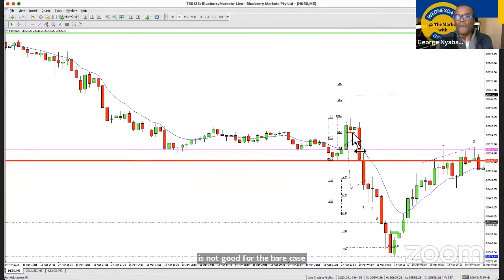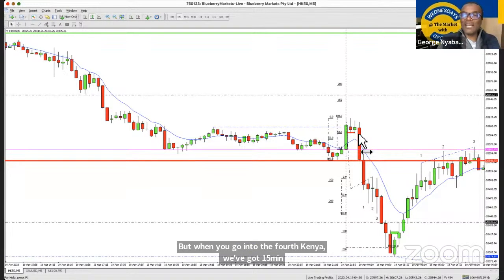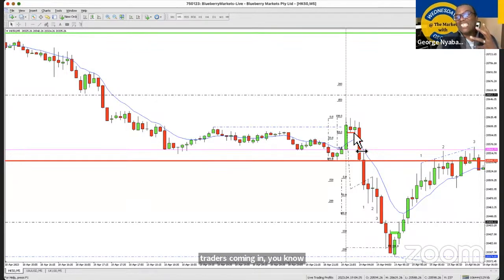Because if the bears are strong, before we got this fourth candle, they need to accelerate below that. But when you go into the fourth candle, we've got 15-minute traders coming in, raw volumes may come in. This could fail. I didn't do anything to my trade at this point, because although it was a bull candle, it was not enough for me to believe that the market is going to come back and take out my stop. So I left the trade in the market.